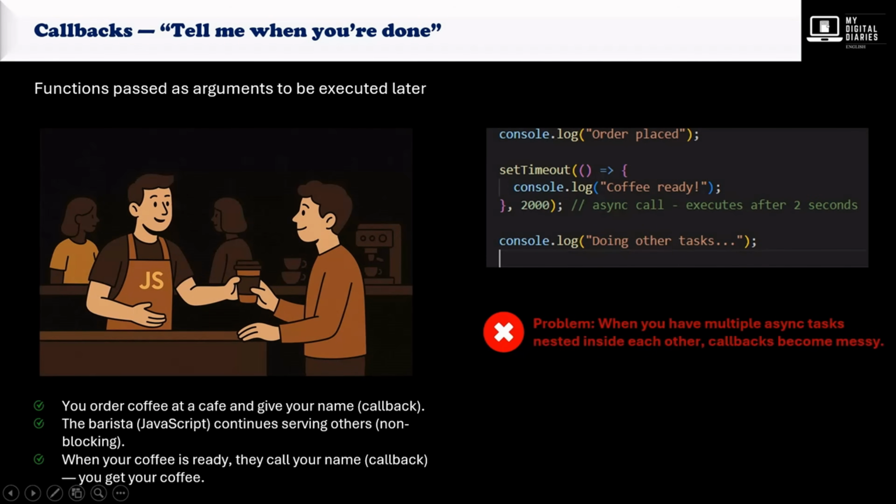But there is a catch here. When you have multiple asynchronous tasks, one depending on another, you often end up nesting callbacks inside a callback. This creates messy, hard to read and difficult to debug code, and it's called callback hell. So while callbacks introduced asynchronous behavior, they also made complex workflows difficult to manage.